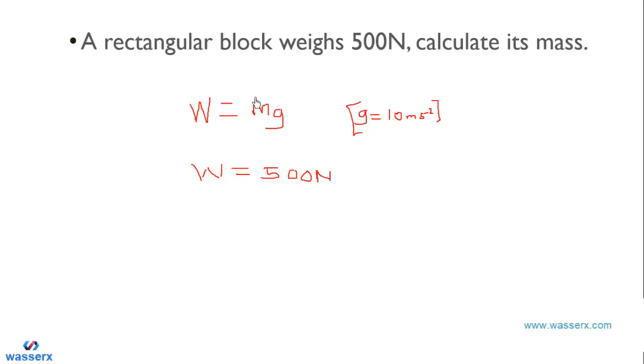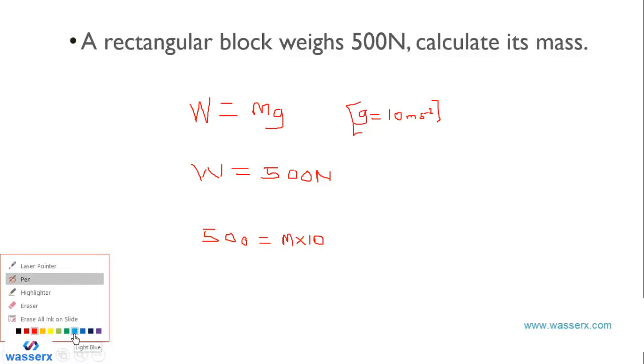And we want to find the mass, so we know two quantities and we are looking for the mass, which is m. So we just have to do substitution over here. So 500, which is the weight, is equal to the mass, the quantity we are looking for, times gravity due to acceleration, which is 10. So we just have to divide both sides by 10.